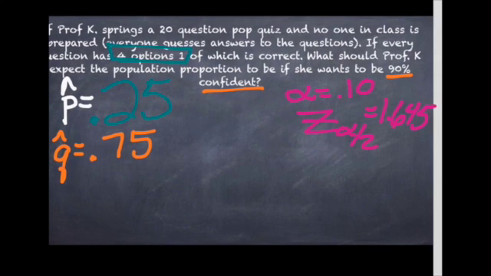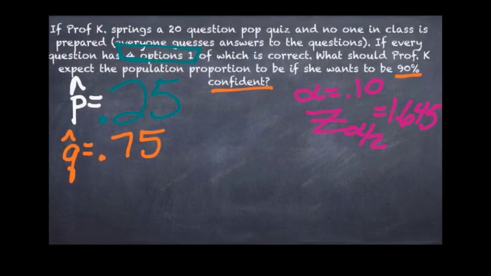Okay? So, what we have now is we have to look real quickly to figure out what our n is. Looking up here, it says I'm springing a 20 question pop quiz. So that means there's 20 questions. So our n is 20. I'm trying to use different colors to make it easier to see.